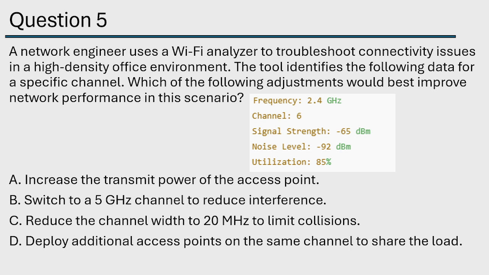C, reduce the channel width to 20 megahertz to limit collisions. Yeah, no. We really don't have that capability in Wi-Fi. And even if we did, right? And I know there's some Wi-Fi people out there, and they're like, yes, you do! And I know, right? But more often than not, we're not going to have that capability. And so no, I don't think so. D, deploy additional access points on the same channel to share the load. What? So we're going to deploy more interference onto our network. That makes sense. We're 100% going to do that one.